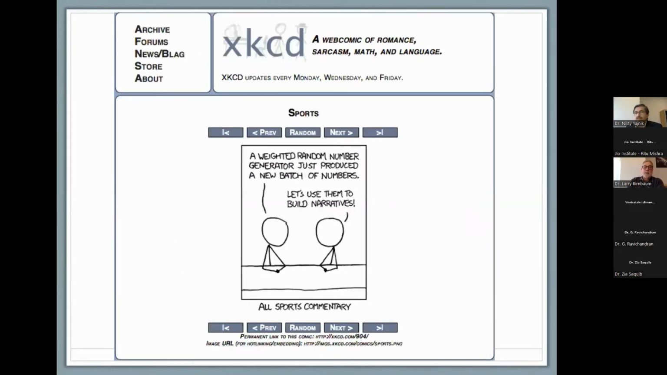And actually, right after we did this, XKCD, an online comic that's done in this kind of cute, youthful line drawing scheme, generated the following comic called All Sports Commentary. A weighted random number generator just produced a new batch of numbers. Let's use them to build narratives, which for some strange reason, we actually never did. We should have done, actually. I think that would have been a lot of fun.